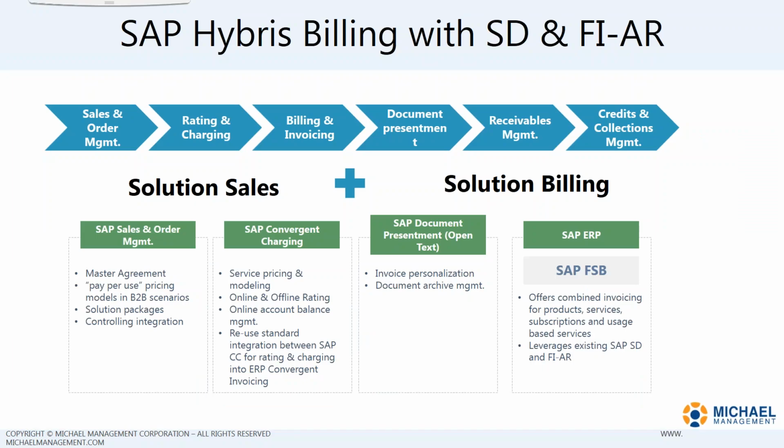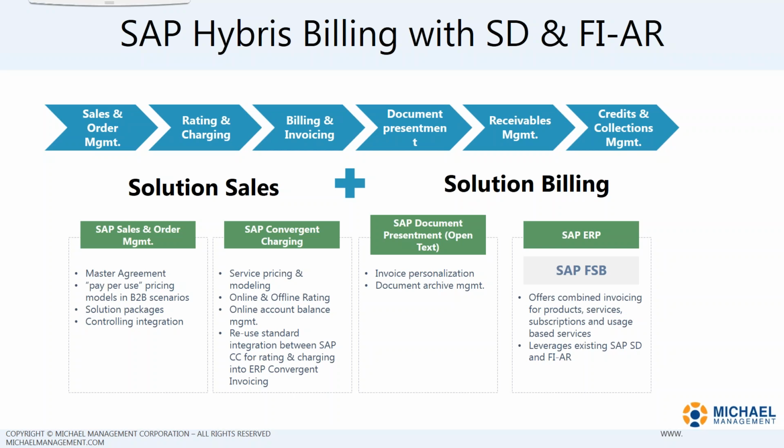The next one is a similar model for Hybris billing. Let's say you use SD, sales and distribution, and you already use FI-AR, the accounts receivable. Then how can you leverage your existing SAP investments and still use convergent charging, right? So there's a component called the solution sales, and then the solution billing. The solution sales comprises the core ordering part and the product modeling part, and you still use convergent charging to take care of the rating logic, and then the core order management, the sales and order management part, which takes care of the core ordering part, right? And then the process is similar in this case, except that you use AR, accounts receivable, FI-AR, instead of FICA, right? And then the final invoicing is through SAP SD.